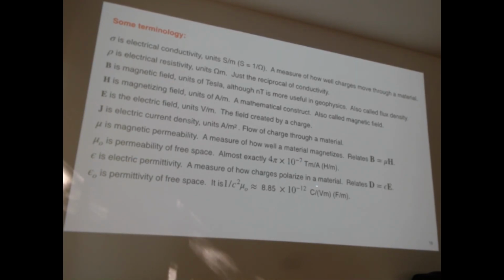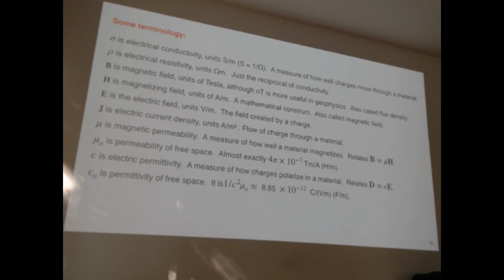Epsilon is electric permittivity. It's how a charge polarizes in a material with an electric field. We're not going to worry about epsilon, but I'm using it here for completeness. And it has a free space value as well.